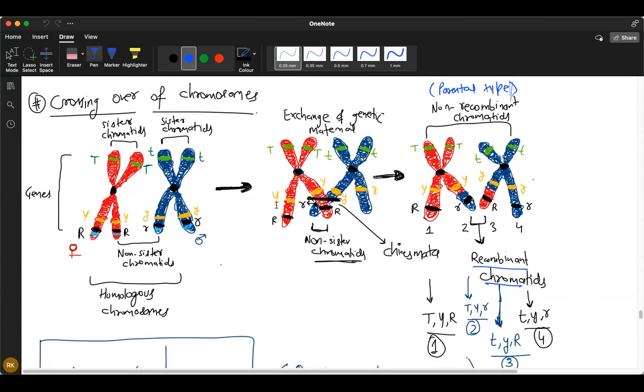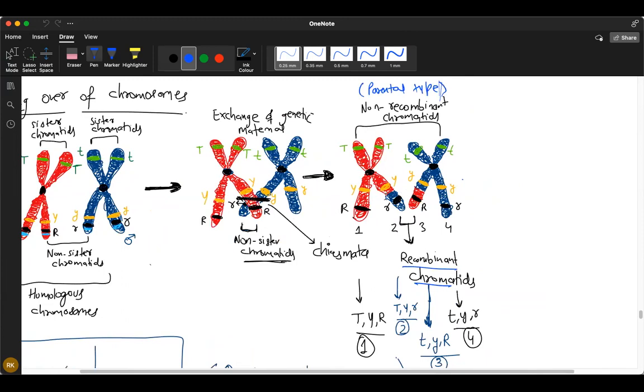And the chiasmata that he was talking about is where the non-sister chromatids overlap and there is exchange of genetic material. Because of this exchange, you will see that there is now variation. How is there variation? Pay attention. Suppose this chromosome from the father contained small t, small y and small r alleles. From the mother it contained capital T, capital Y and capital R as alleles. After crossing over, this one chromatid now contains small t, small y, but capital R.